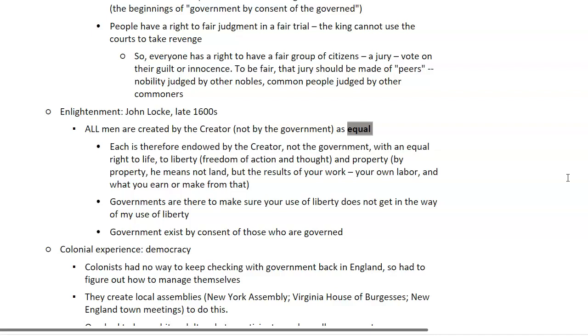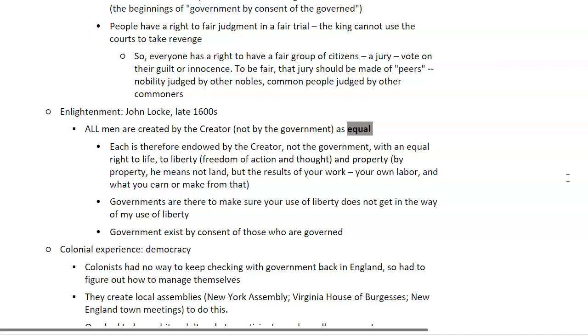So because everybody is equal, each person is entitled to their own life, given to them by God, their ability to use their mind to act and to think, and to enjoy the value of what they create, the labor of their own hands.